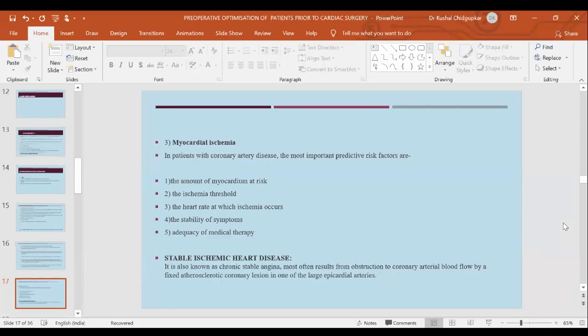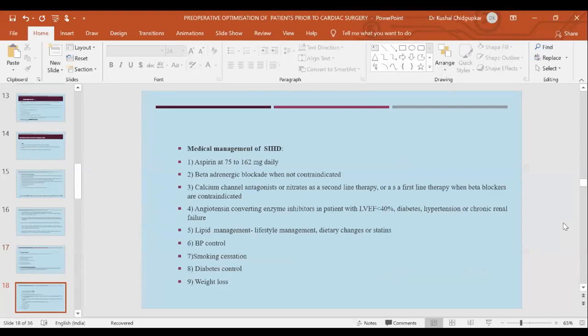So that's valuable information in terms of the stability of the symptoms and the adequacy of medical therapy. You were talking about stable ischemic heart disease. Let us understand that. Stable ischemic heart disease is also known as chronic stable angina. Most often it results from obstruction to coronary arterial blood flow by a fixed atherosclerotic coronary lesion in one of the large epicardial arteries. And how do we medically manage it?